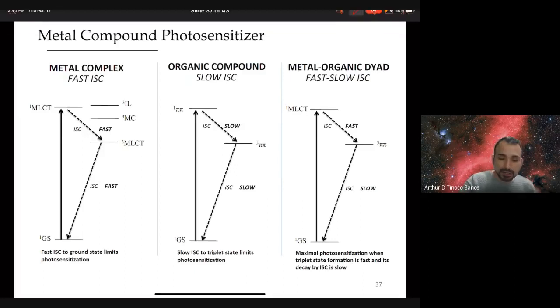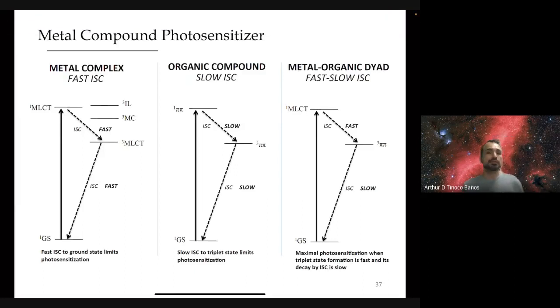All right, here I give you a perspective of contrasting metal compound photosensitizers versus organic compounds versus what are known as metal organic compounds. Organic compounds were originally the first-line compounds that were used for this type of application.